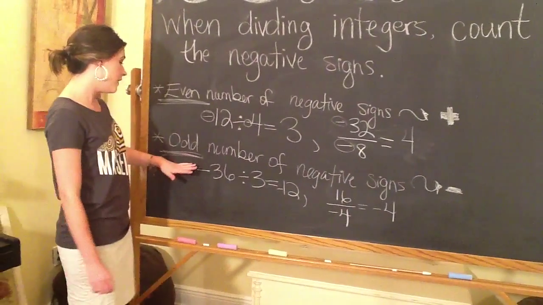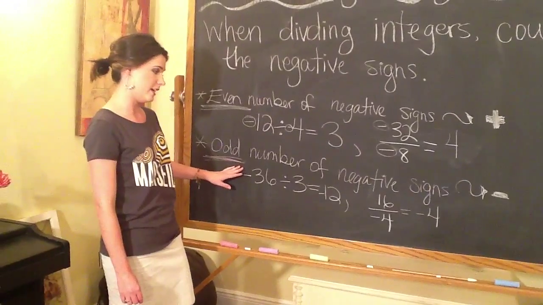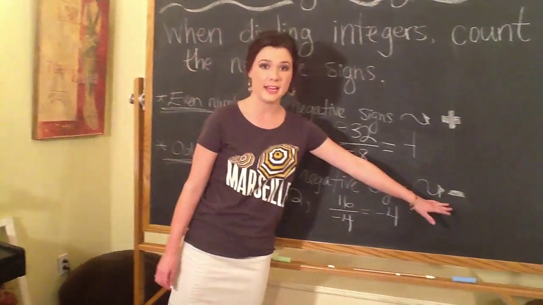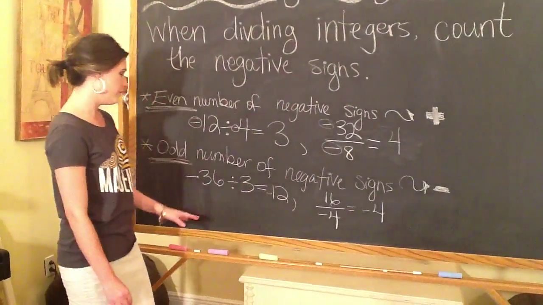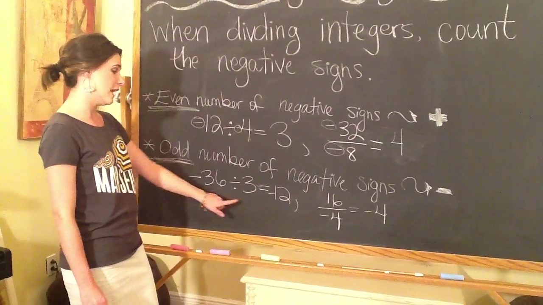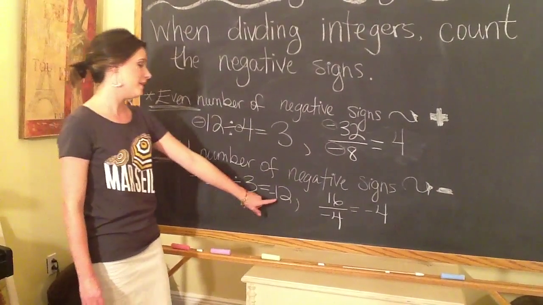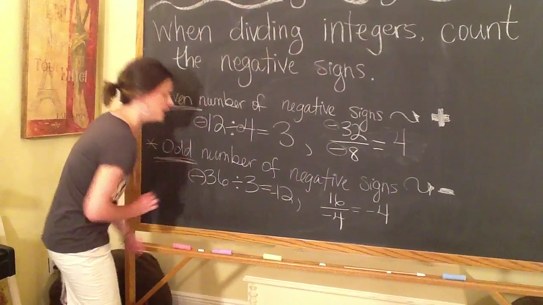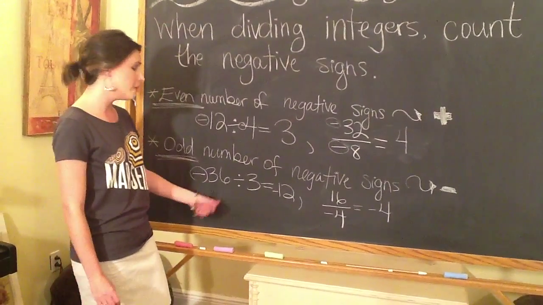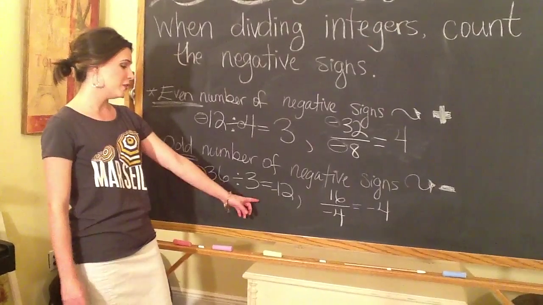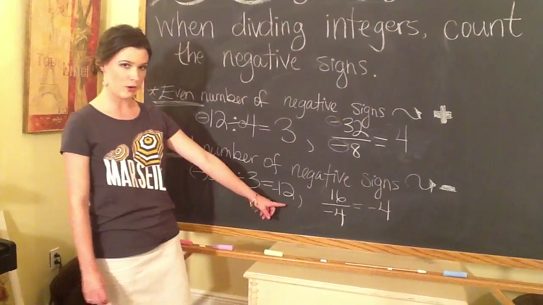Alright, if you have an odd number of negative signs, your answer is going to be negative. So let's look at a few examples. If we have negative 36 divided by 3, our answer is going to be negative because we only have one negative sign in our problem. So then we would just divide. So 36 divided by 3 gives us 12, and our answer is negative 12.